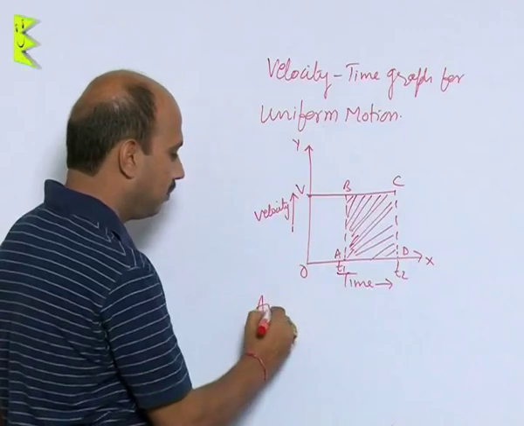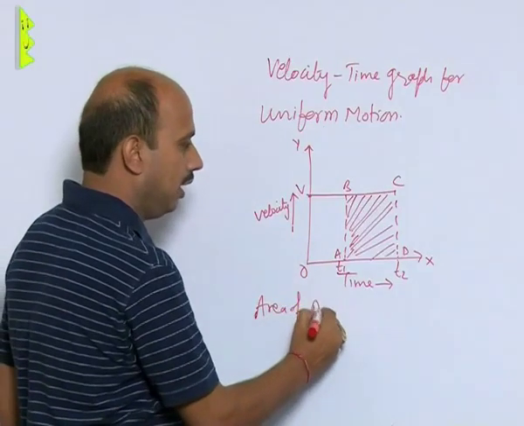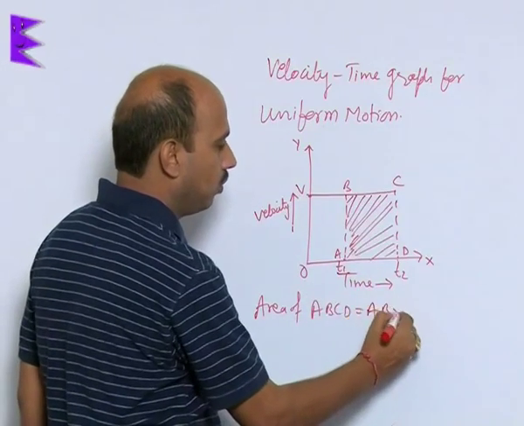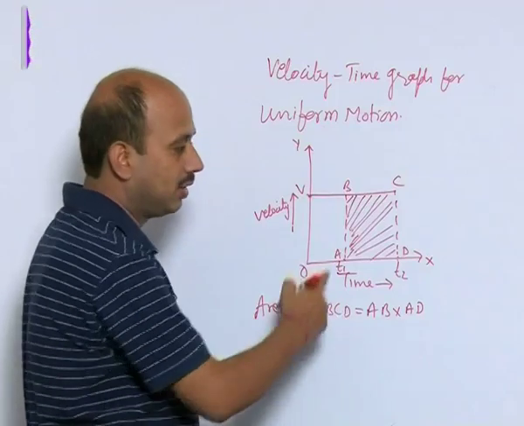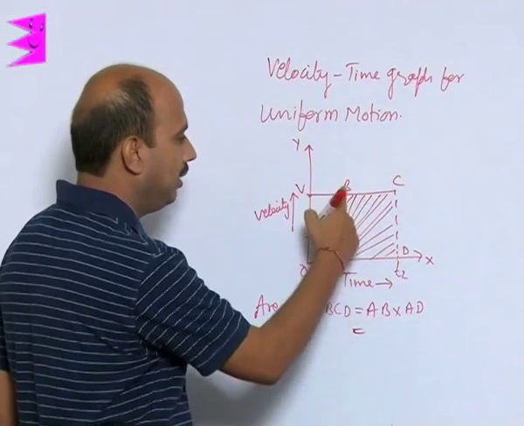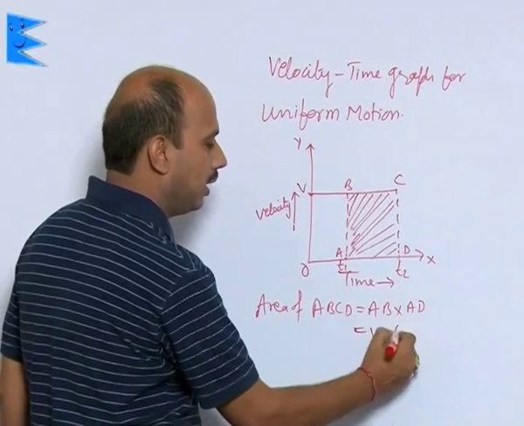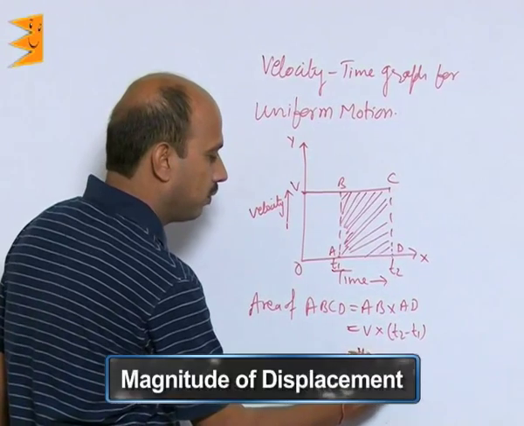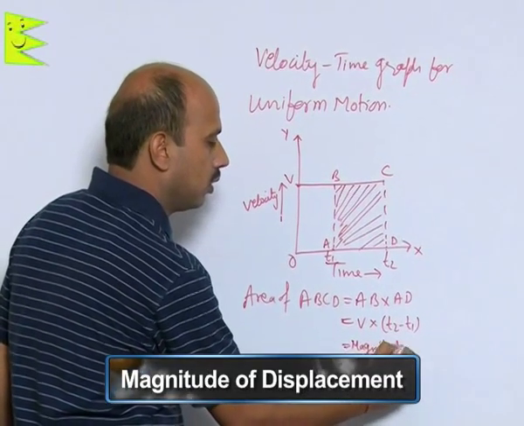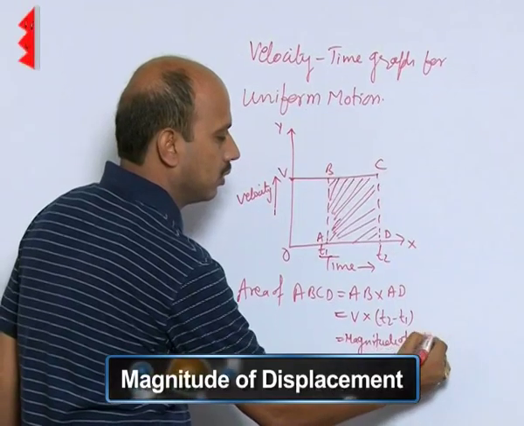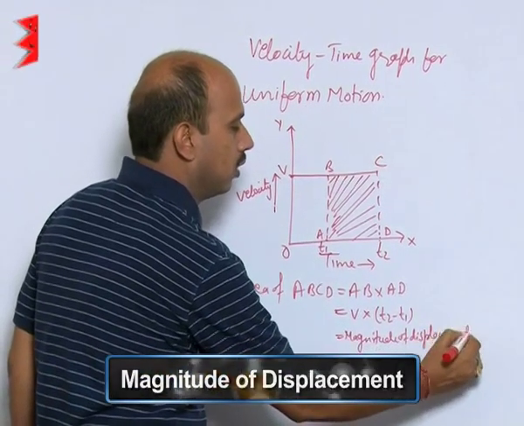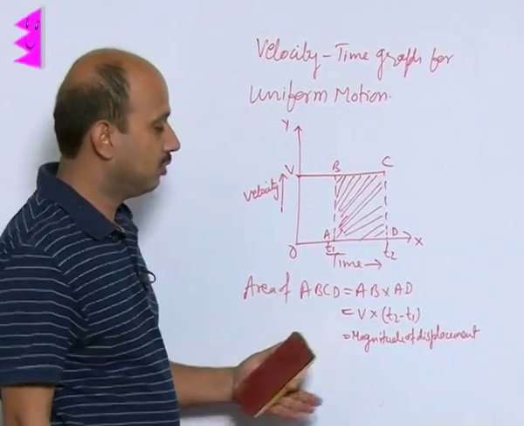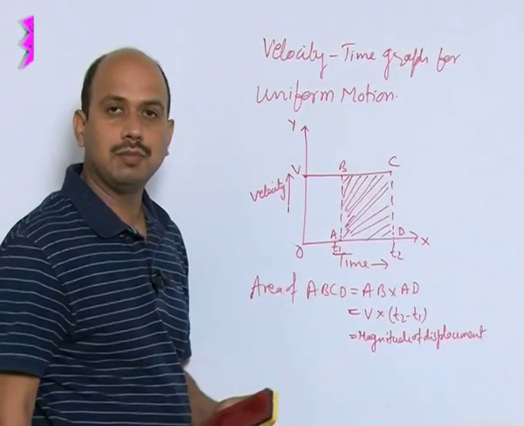So, area of ABCD is equal to AB into AD, that is actually a rectangle here. So, we can write AB is equal to velocity and AD we can write T2 minus T1. This gives magnitude of displacement. Now, if it was speed you can write distance also here. So, we can calculate distance or displacement by using velocity time graph.